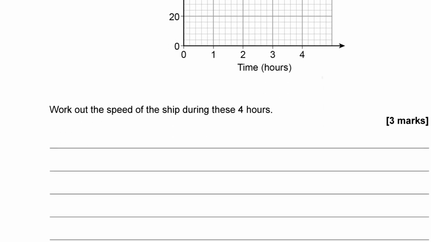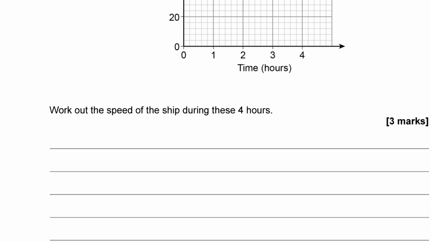Now, you hopefully remember the relationship between distance, speed, and time. If you don't, this handy triangle is quite useful. DST triangle. You notice they're in alphabetical order. D, S and then T. And then you can cover up the thing that you want to find and work out the formula using the other two parts. So work out the speed of the ship during these 4 hours. So we want the speed, which is this one here. So we cover up the S, and that tells me what to do with the others.